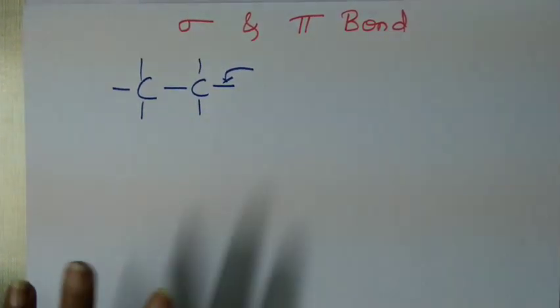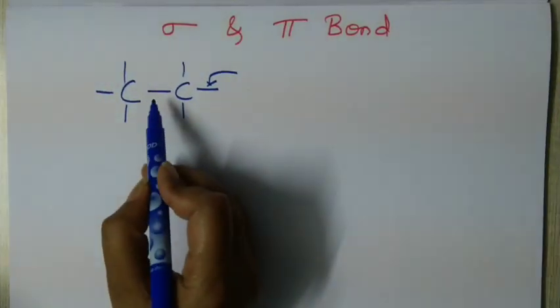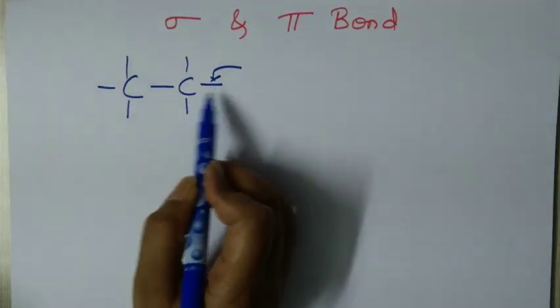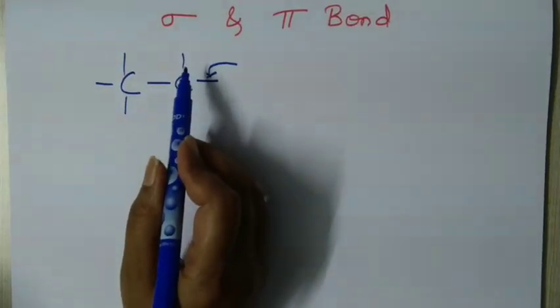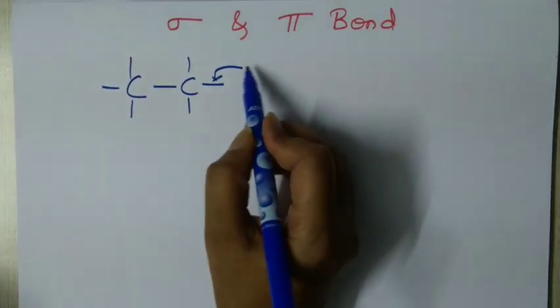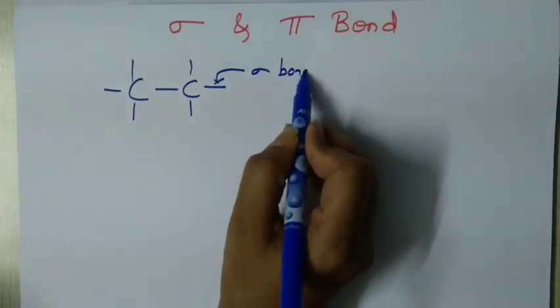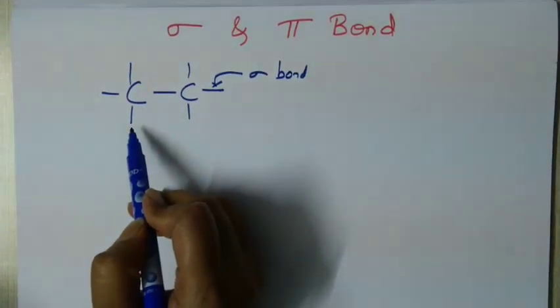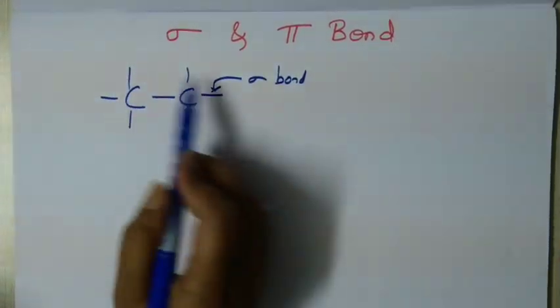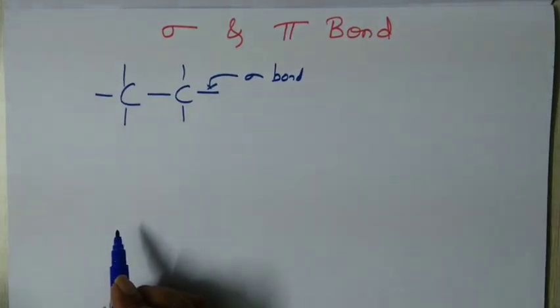Coming to sigma and pi bonds. So carbon-carbon single bonds. The first bond formed between carbon or any other atom is said to be a sigma bond. So this is a sigma bond. How about this? This is also a sigma bond. This is also a sigma bond. So the first bond which is formed is said to be a sigma bond.